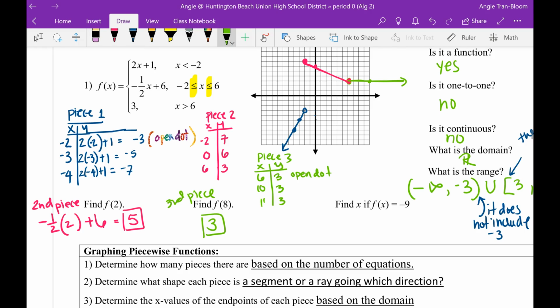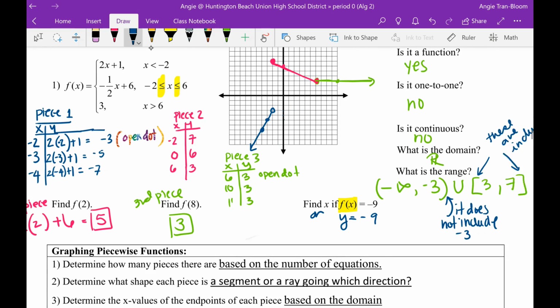Last piece in here, it says find x. Find x when f of x equals negative 9. Give me another variable that I can substitute for f of x. Someone said it. Y. You're right. Okay. Guys, f of x is the same thing as y. So I can see it like that as well. So f of x equals negative 9 or y equals negative 9. Now let's look at the pieces.